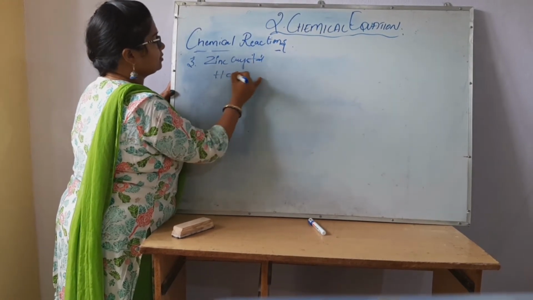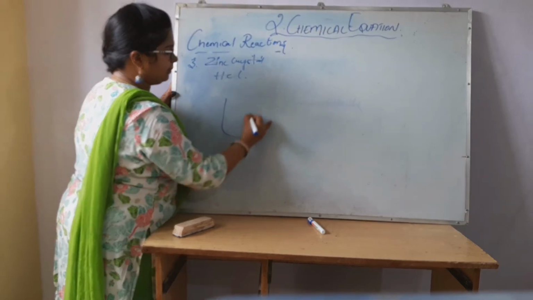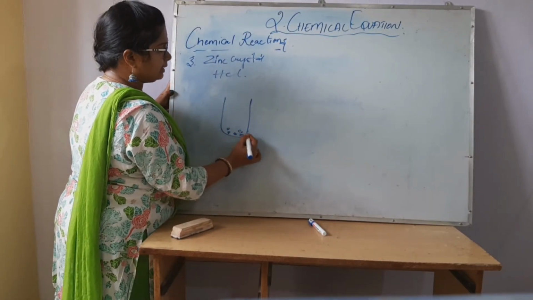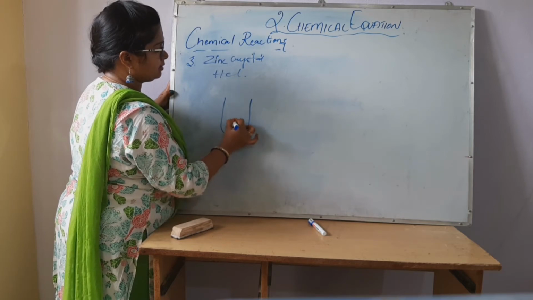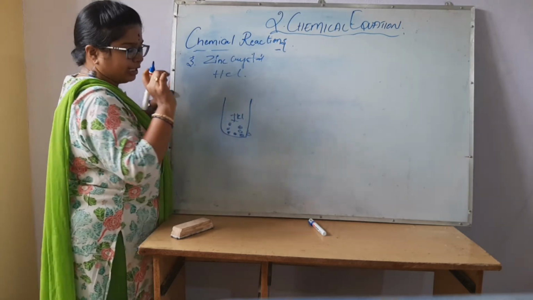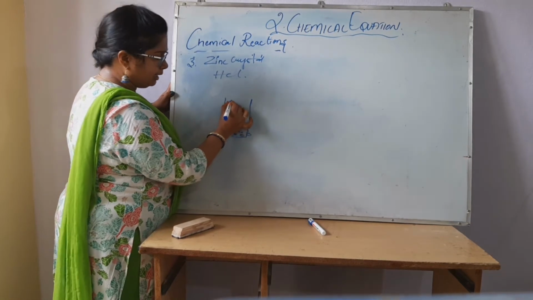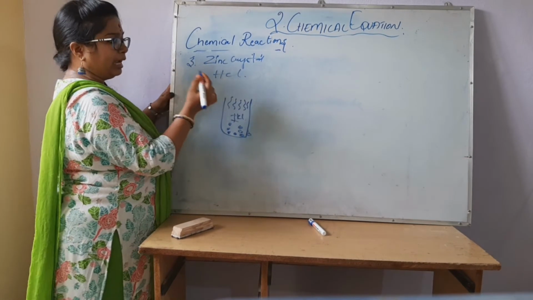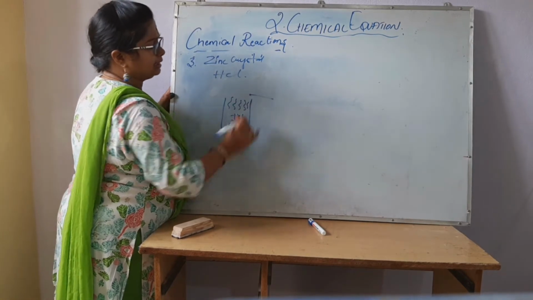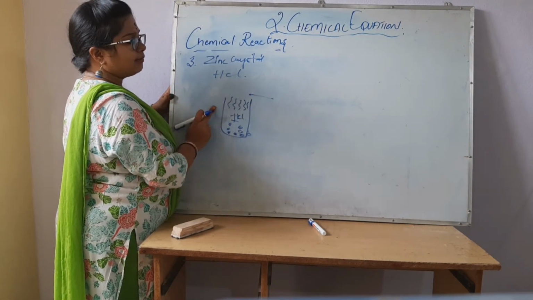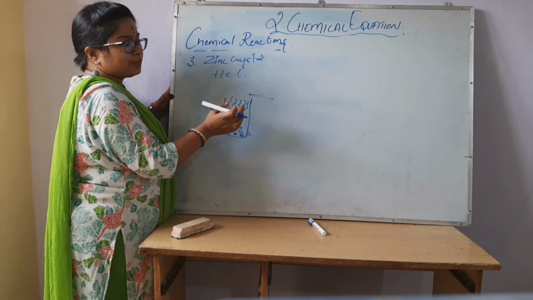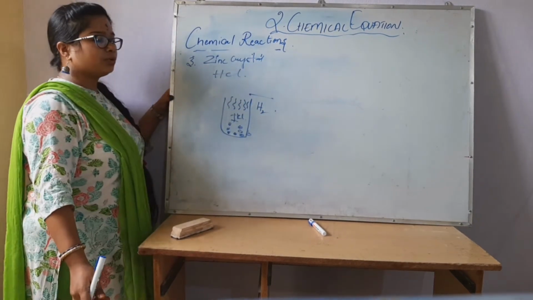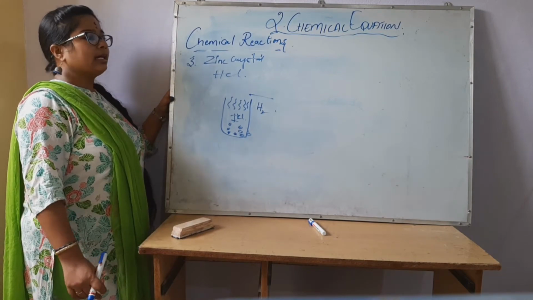Now the third example: zinc crystals and HCl solution. Take one beaker, put zinc crystals, and add HCl to this. After some time, a reaction takes place and fumes of gas will be coming out. If you test that with a matchstick, the gas will put off the matchstick with a pop sound, indicating that H2 is coming out, hydrogen is coming out.